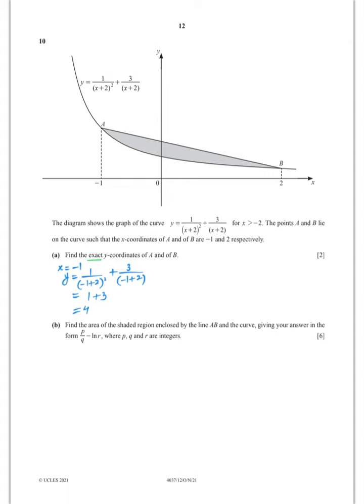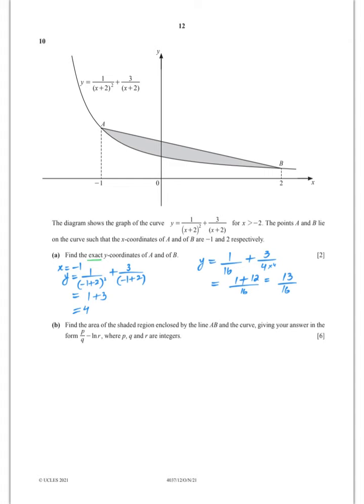Similarly for B I will do the same. I will place the x coordinate 2 in this equation. So for B, y is equal to 1 divided by (2 plus 2), that is 4, 4 square is 16, plus 3 divided by (2 plus 2), that is 4. Now we can take the LCM. It will be 1 plus 4 3s are 12, divided by 16. So you will get 13 divided by 16. That is the coordinate of B.